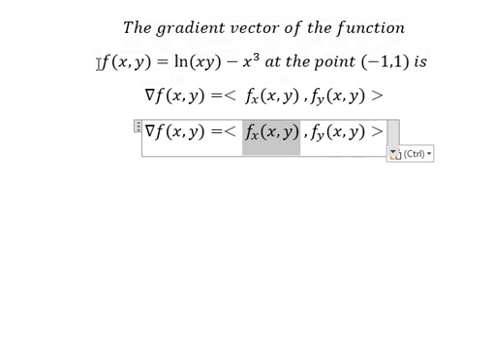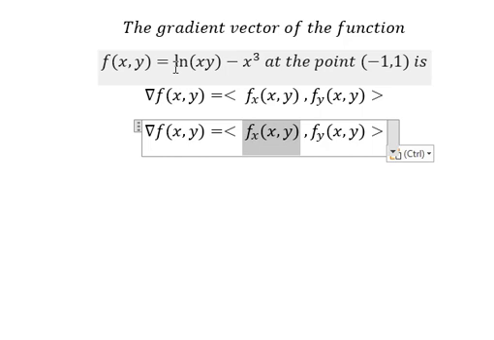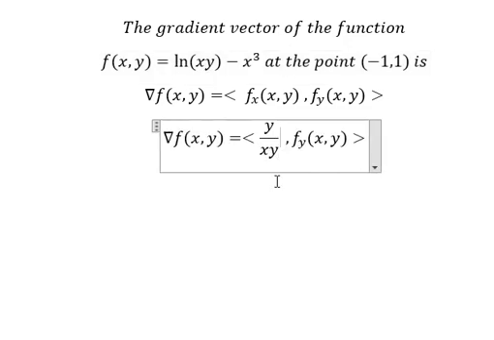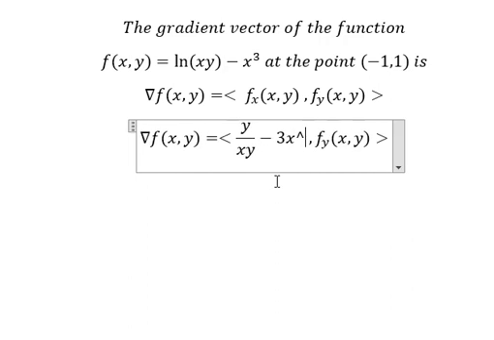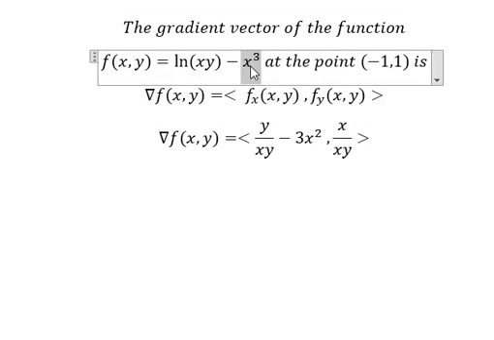So we need to find the first derivative of f with respect to s. So we do the first derivative of this one. First derivative of ln sy, we have y over sy minus 3s to the power of 2. If we do y in here, we have s over sy. Because we don't have y, we get 0 in here.